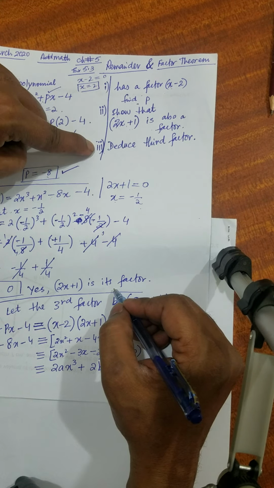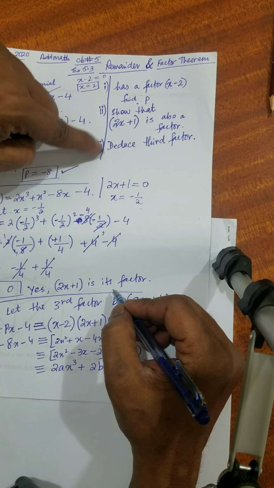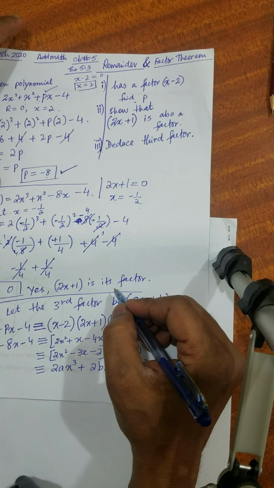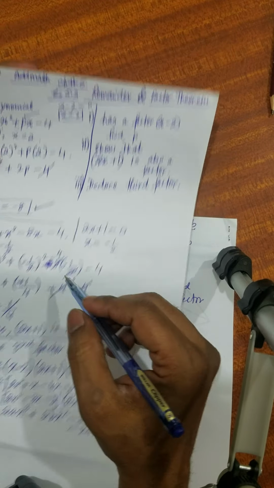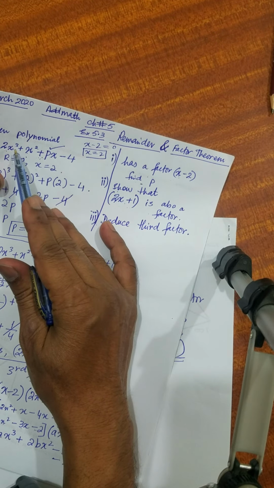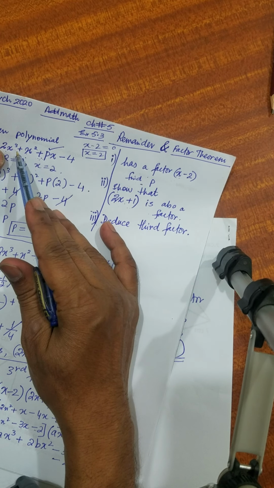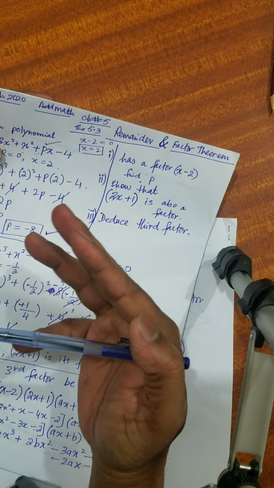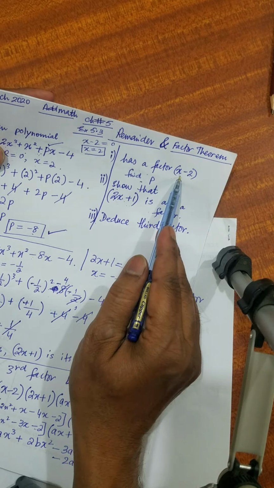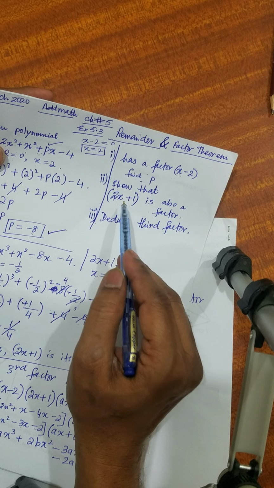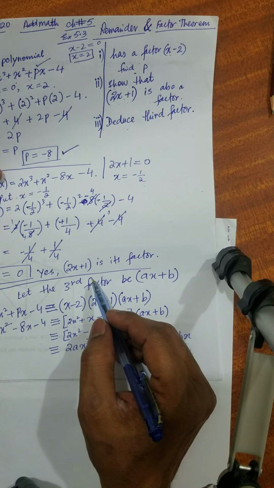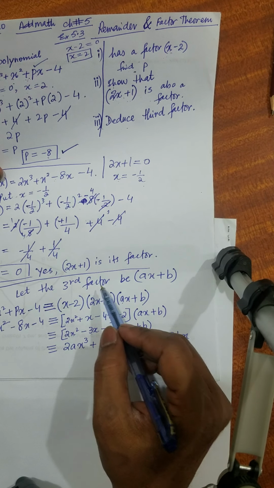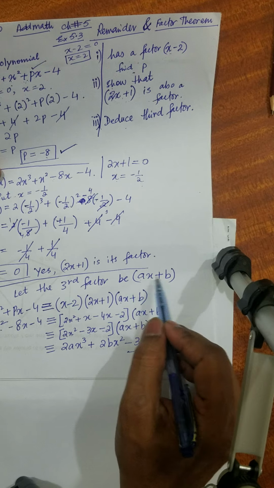So we said that yes, 2x plus 1 is also a factor of the same polynomial. The third factor, we were asked to deduce the third factor. Now, the third factor, as they have given us a cubic polynomial with the highest power 3, so when we factorize this, we will have 3 factors. The first factor was given, the second factor was also given, and they asked us to deduce the third factor. For this, we need to suppose the third factor. Let the third factor be ax plus b.